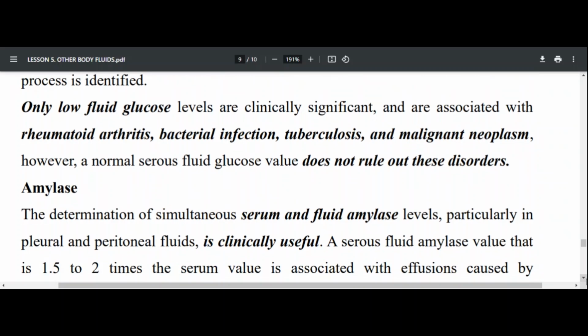So only low fluid glucose levels are clinically significant, associated with rheumatoid arthritis, bacterial infection, tuberculosis, and malignant neoplasms. But a normal serum fluid glucose does not rule out those conditions. Sometimes we can say that low glucose is significant, but even if glucose is normal, we can also check other parameters. We can't rule out those conditions with the normal glucose in the fluid.